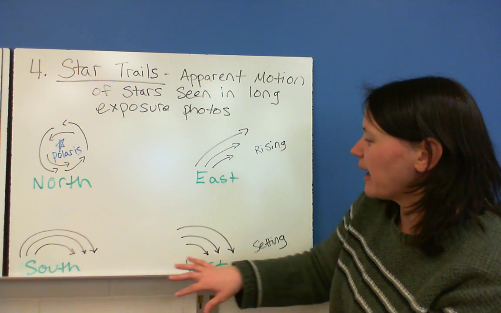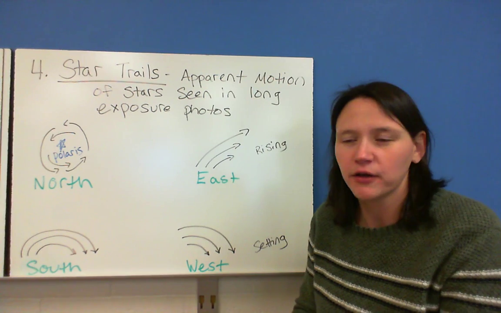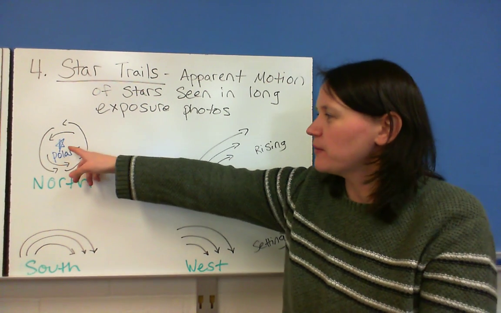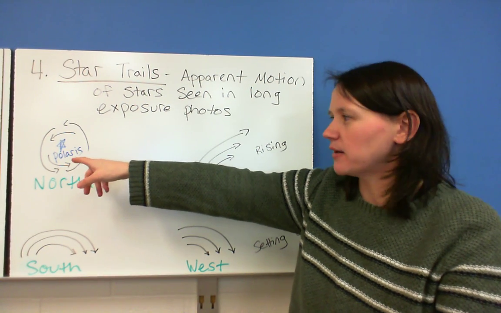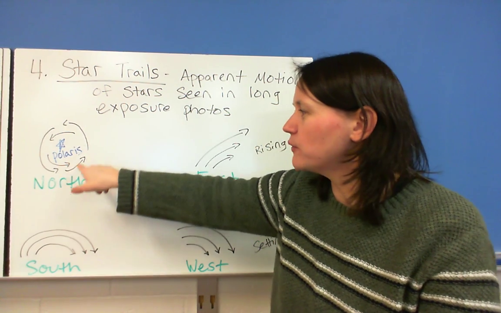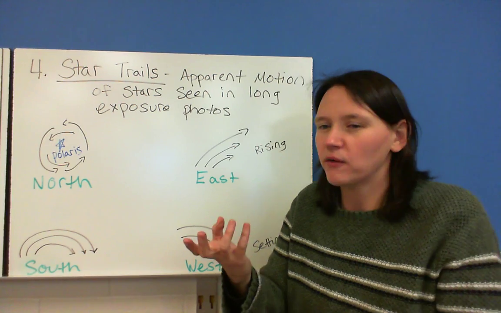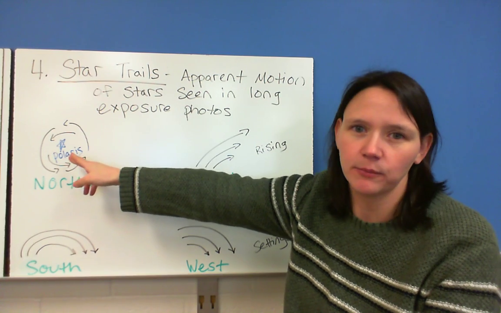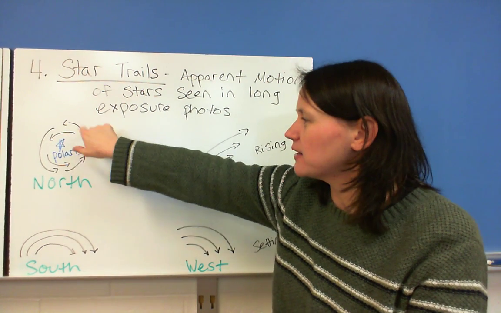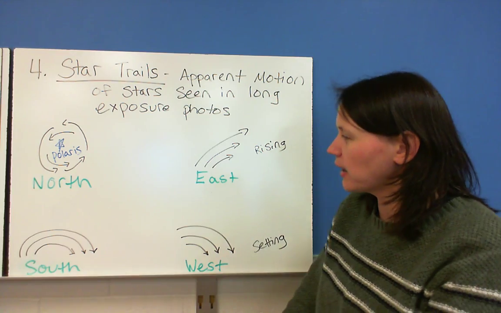But you're going to see different patterns depending on what part of the sky you're looking. In the north, you're going to see Polaris in the center. And you're going to see the stars are moving around it. Now, Polaris is our north star. It's the star above our North Pole. So it's not going to move, but everything will move around it. So you get this circular pattern when you look at the north.